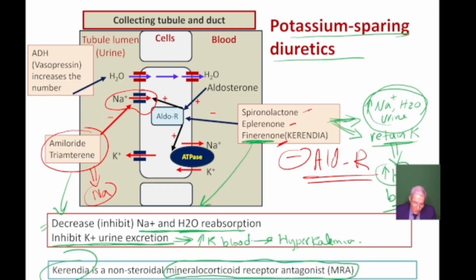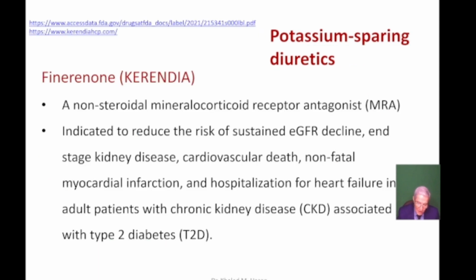Okay, so we already covered what we have here. I will leave vasopressin to the endocrine hormone lecture later on. So we covered two main groups. The first group is amiloride and triamterene. The second group is spironolactone, eplerenone, and finerenone. We have the link here for this potassium-sparing diuretic. This is considered a non-steroidal mineralocorticoid receptor antagonist.